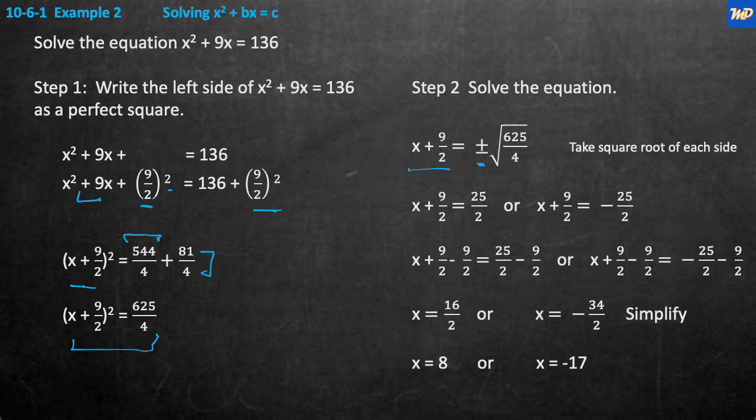You can't just do one. You have to do them both. And then after you've done that, you can basically move on to simplifying. You're going to get the x by itself, so you're going to subtract 9 halves from each side.